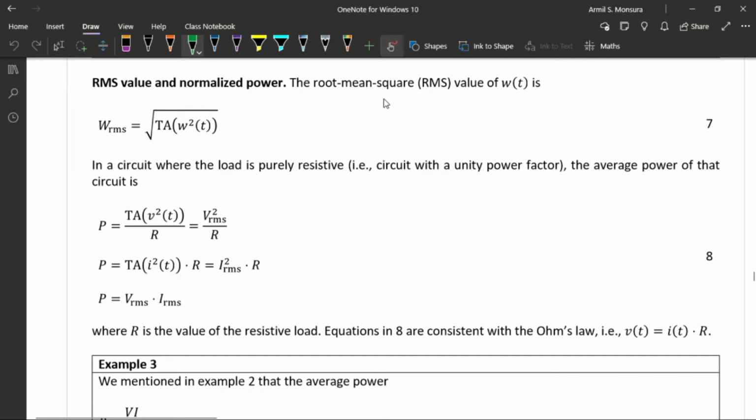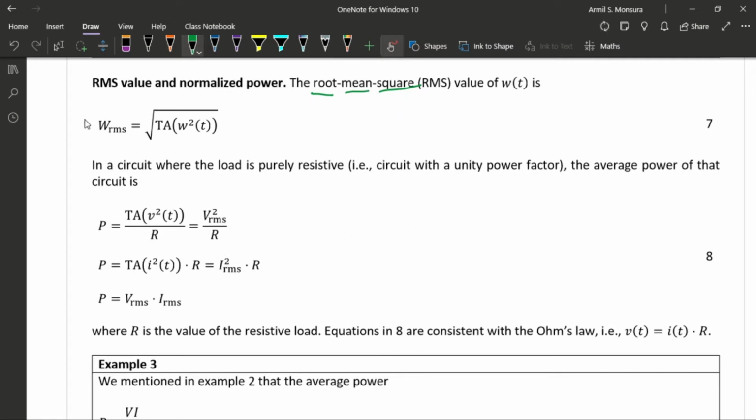Now we continue on with the discussion on RMS value and normalized power. RMS stands for root mean square. It means that we will square the waveform, find its average value, and then take the square root of that average. That is why it is called root mean square. The terms here are actually representative of the operations to be performed in the process of finding the root mean square.